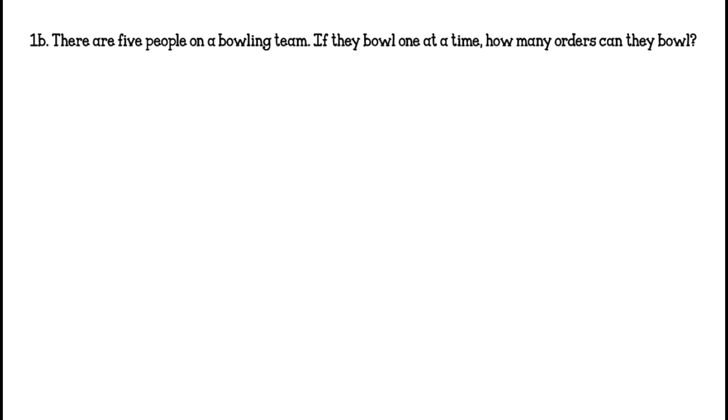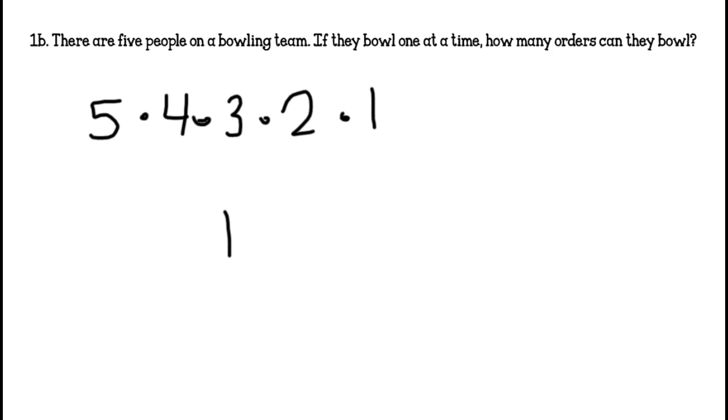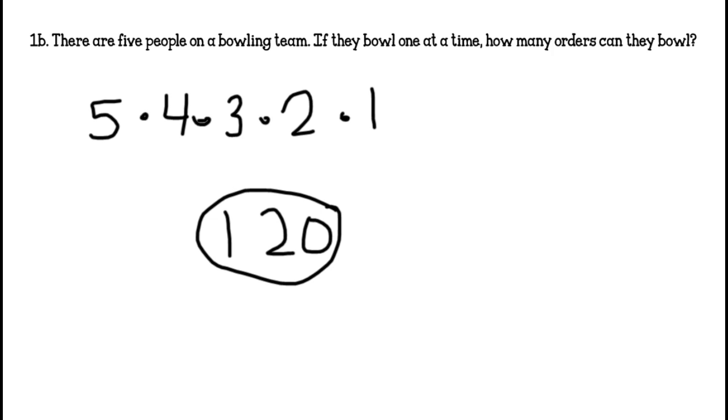1B, there are 5 people on a bowling team. If they bowl one at a time, how many orders can they bowl? So the first person, there are 5 people to choose from. The second person, there are 4, 3, 2, and 1. So when you multiply, 5 times 4 is 20. 20 times 3 is 60. 60 times 2 is 120. There are 120 ways that these 5 people could set up their bowling schedule. You circle it, and that's your answer.